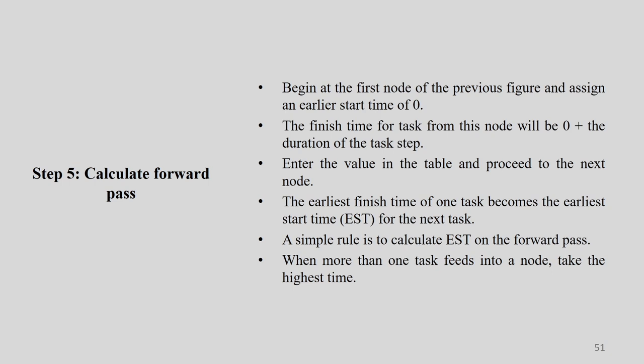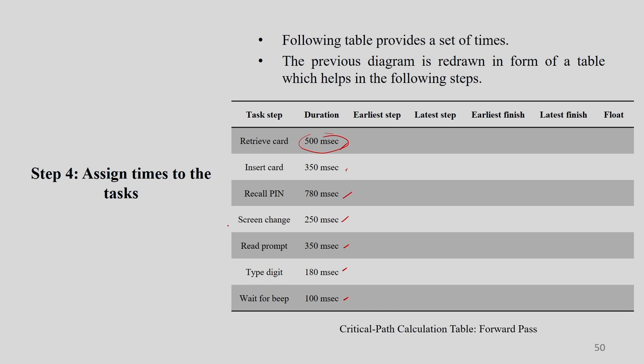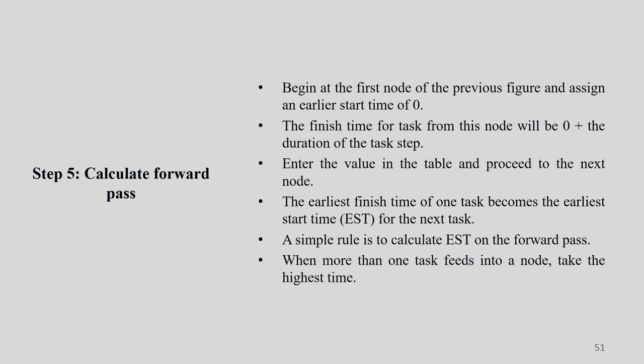Enter the value in the table and proceed to the next node. The earliest finish time of one task becomes the earliest start time for the next task. So what will be the earliest start time for screen change? 500 plus 350 plus 780. So the earliest start time for screen change is 500 milliseconds plus 350 milliseconds plus 780 milliseconds. That is the possibility for the earliest start time for screen change. A simple rule is to calculate EST on the forward pass, because it's plus, plus, plus. When more than one task feeds into a node, it takes the highest time always.